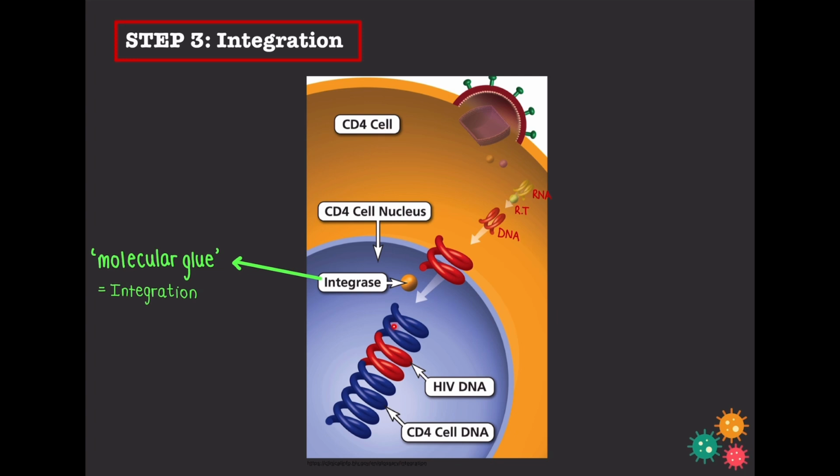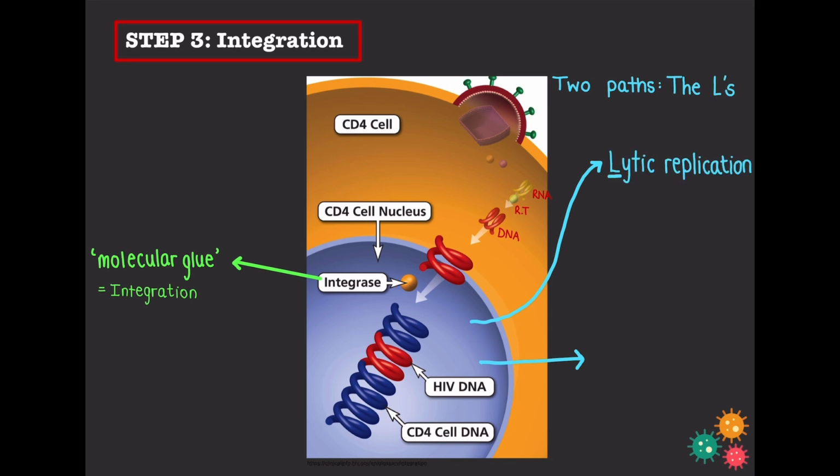This is a crucial step because once integrated, every time the T cell replicates, it also copies the viral DNA, as it is now part of the genetic material of the cell, creating more viruses in the process. Now, here's where things take two different paths. I remember them as they both begin with the letter L: lytic replication or latency.